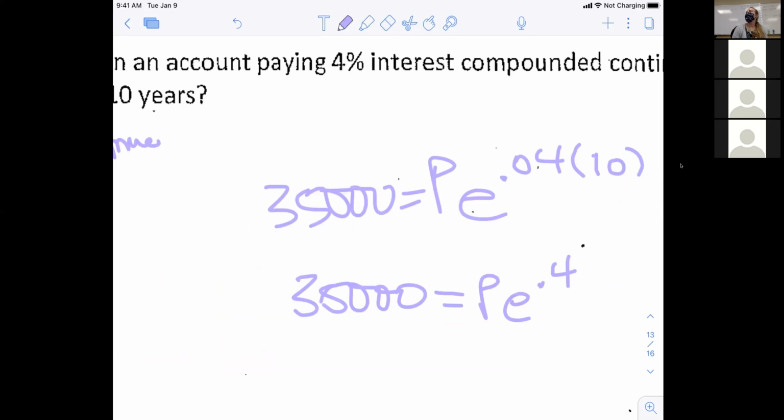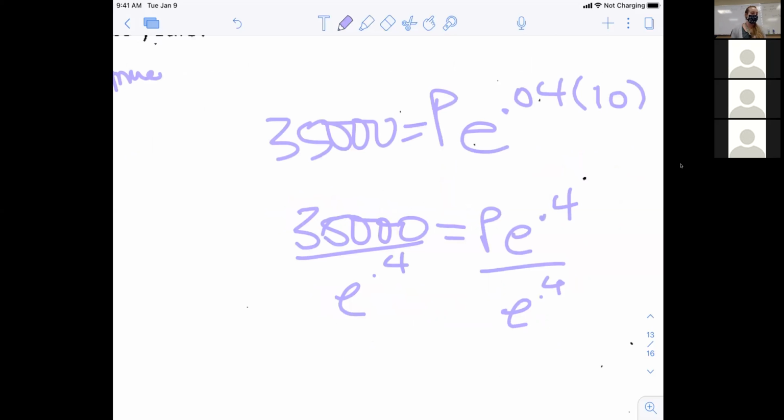Bless you. Now I know E is a number that we've raised to powers and done ln's and so on. This though is just P times E. If I'm multiplying something, to get rid of the E, I'm just going to divide. I'm just dividing by E raised to the 0.4. And so I can easily put that in my calculator: 35,000 divided by E to the 0.4. You guys know where the E button is in your calculator, right?